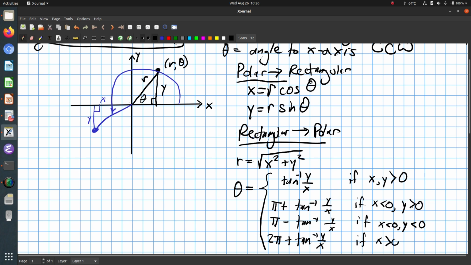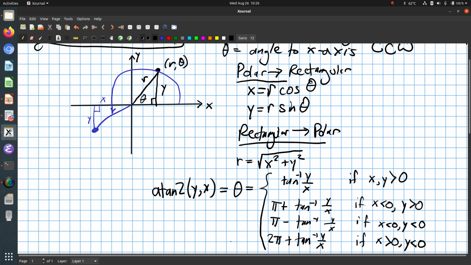X is positive and y is negative. Now this is kind of awkward, but it is what it is. If you happen to be using a computer, it's been around since the 60s, the ancient Fortran programming language and many others have a function called atan2 that will do all of this. And it'll handle the situations where you're on the axes as well.